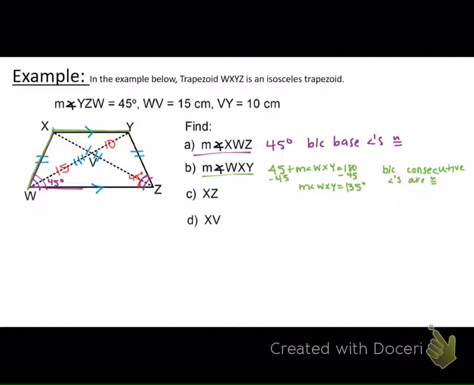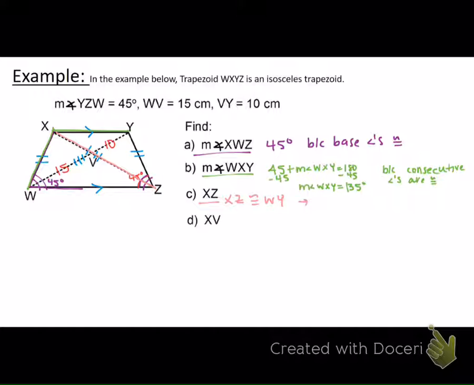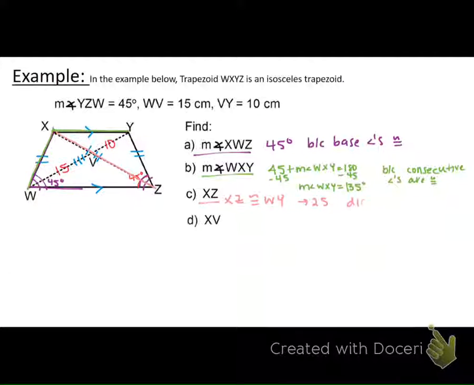Okay, XZ. What is the length of XZ? What do you know about these two diagonals? They are congruent. So XZ is congruent to WY. What is the length of WY? Guys, you have homework to do. It's 25, so that means that this is also 25. Diagonals are congruent.